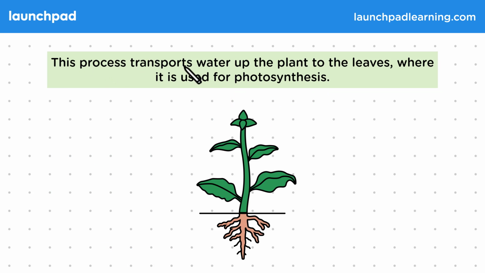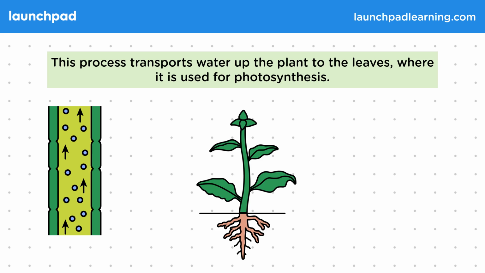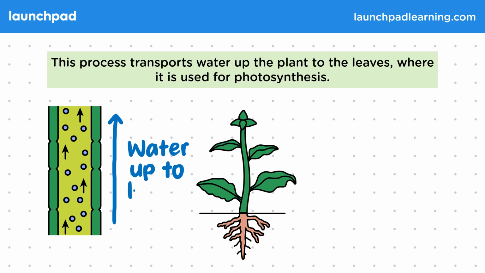This process transports water up the plant to the leaves, where it's used for photosynthesis. For the exam, you need to know that xylem transports water and mineral ions from the roots to the stems and leaves. Remember that in plants, water is transported in the xylem, like water up a straw.